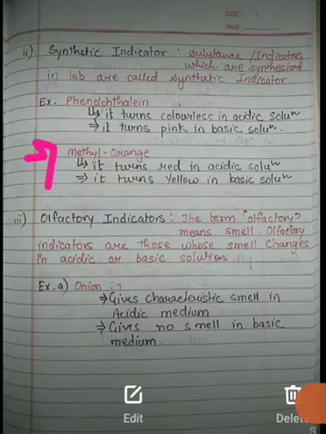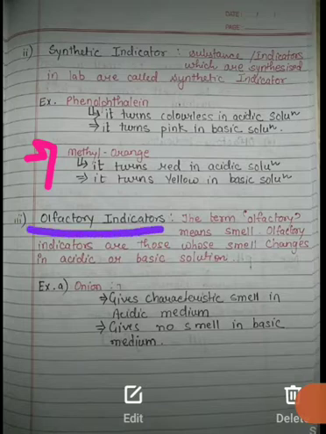Okay, now let's talk about the third type, that is olfactory indicators. The term olfactory means smell. So olfactory indicators are those whose smell changes in acidic or basic medium. Sometimes you will hear that the odor of a substance is changing. This is nothing but an olfactory indicator. There are many examples like onion, clove oil, vanilla essence. So let's talk about them. The first one is onion. It gives a characteristic smell in acidic medium, okay, and gives no smell in basic medium.